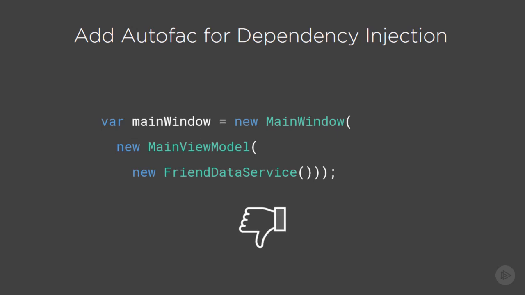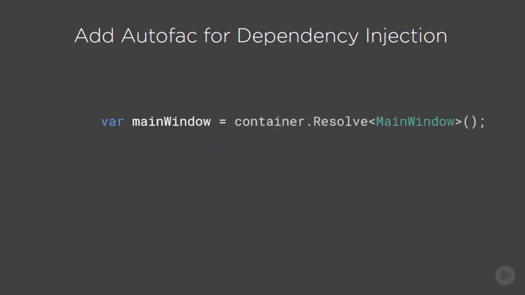That's the reason why we will introduce now the dependency injection library called Autofac. With Autofac, we can just resolve a main window instance from a container that knows how to create all the dependencies. So let's switch to Visual Studio and let's set this up.